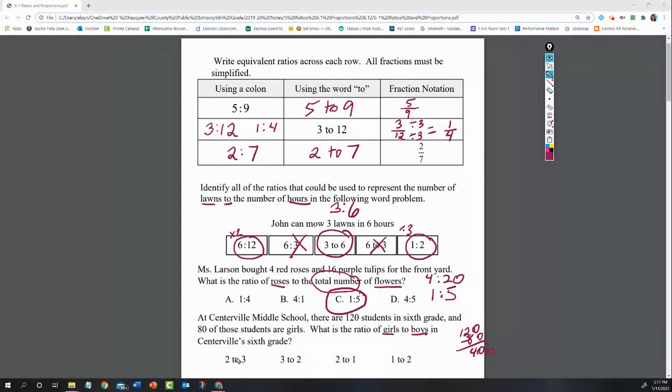So that gives me 80 girls, because we need to put 80 first, to how many boys? 40 boys. But again, that can be simplified, so 40 can go into both. So 80 divided by 40 is 2, and 40 divided by 40 is 1. So 2 to 1 is the matching ratio.